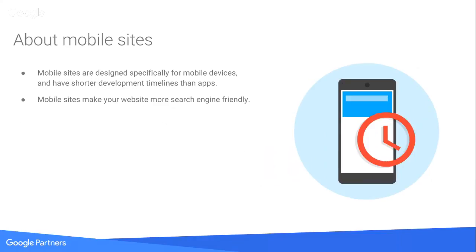You don't want to frustrate mobile users when they view your site. If they access the desktop version of your site on a mobile device, they might drop off. You can decrease that drop-off by building a mobile site. And mobile sites have several advantages over desktop versions and even apps. They have specific functionality for mobile devices, they have shorter development timelines than apps, and they make your website more search engine friendly as well.